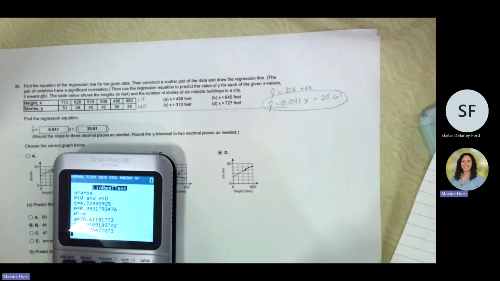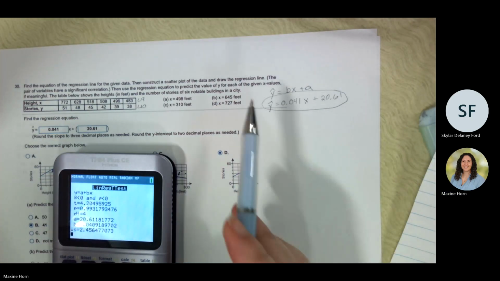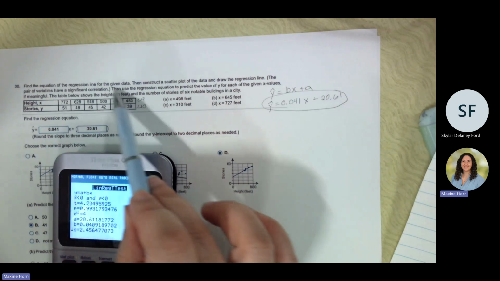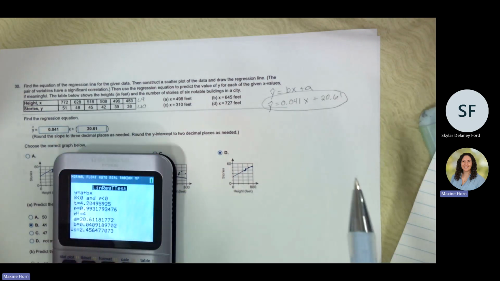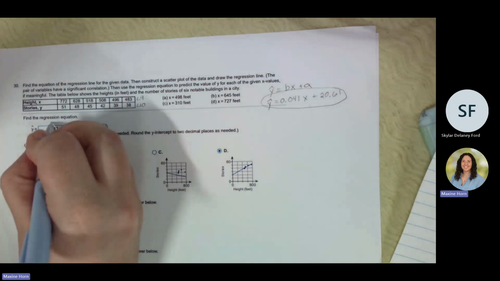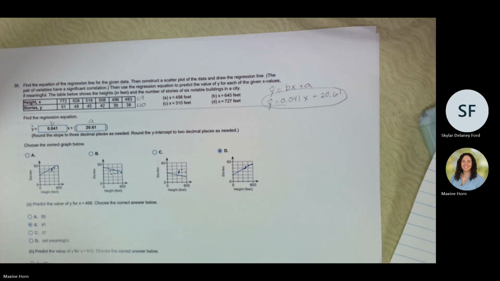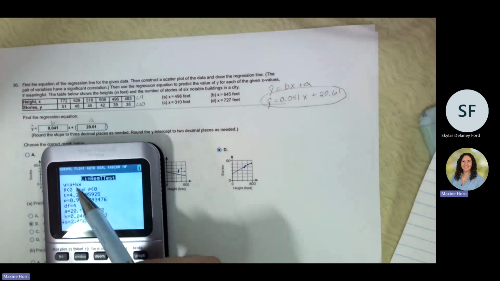Here is my equation. Find the equation of the regression line for the given data. Done. Regression equation, there it is. This is your B value, this is your A value. Remember, the B is what is stuck to the X. So even if you rearrange these, you're fine as long as your B is what's stuck to your X.